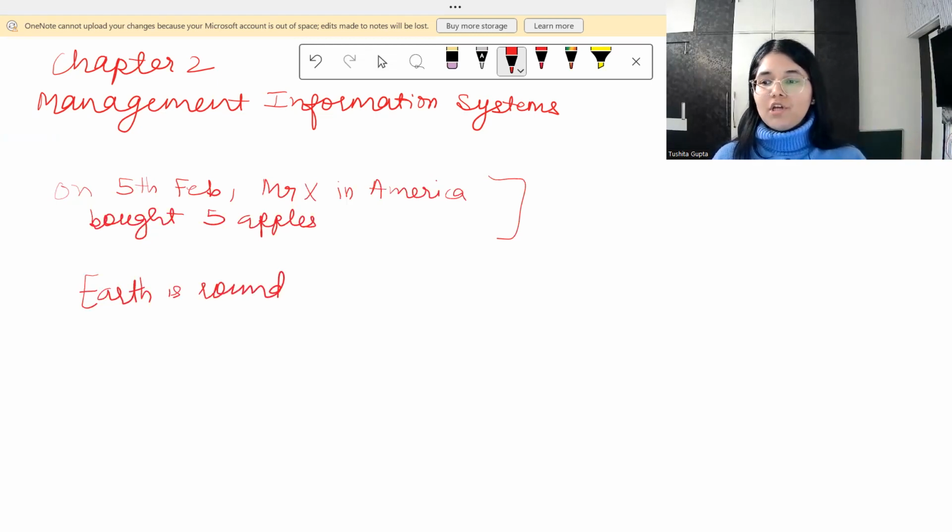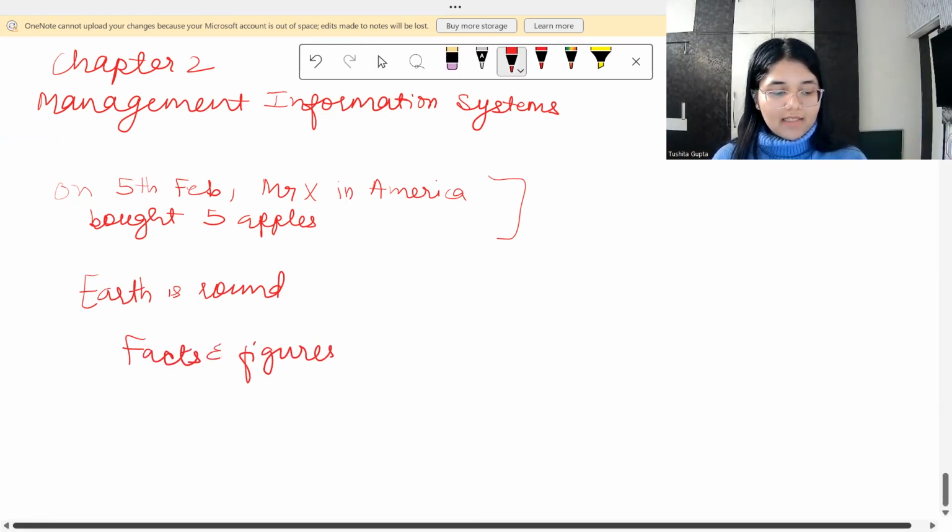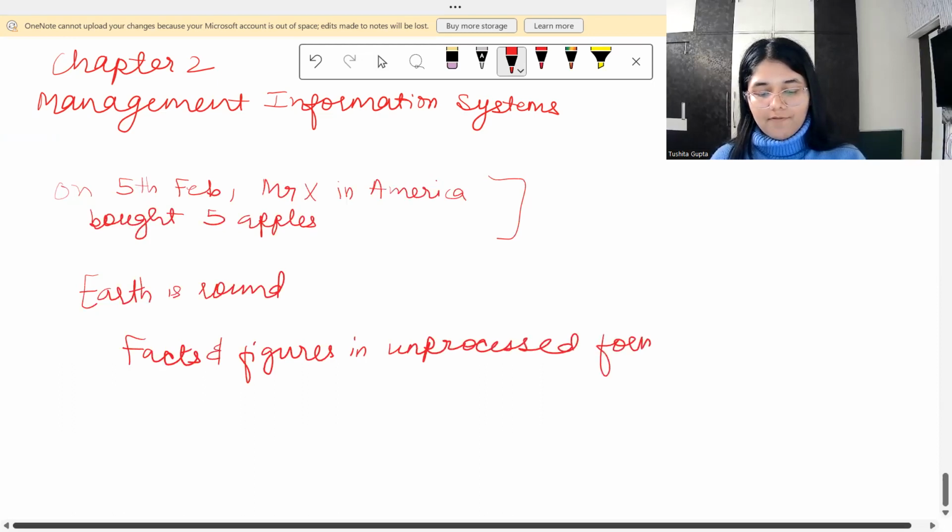All the transactions which are happening in an organization, maybe there's a sales return, there are purchase returns. So basically, all of your facts and figures which are there in an unprocessed format will be classified as data. Anything which is a raw, bare fact or a figure which has not been processed will be data.